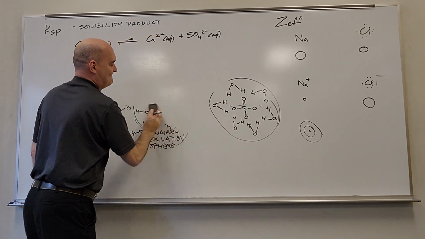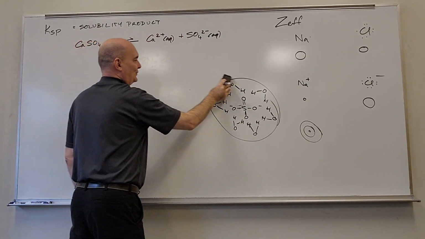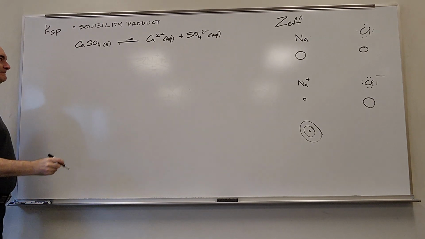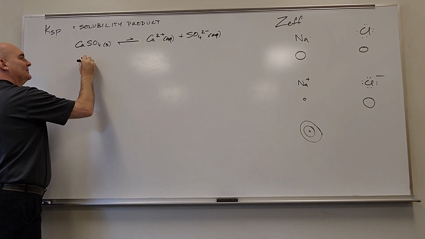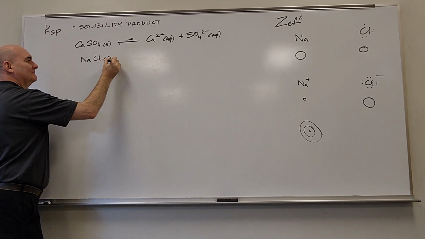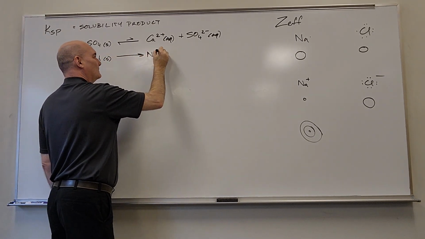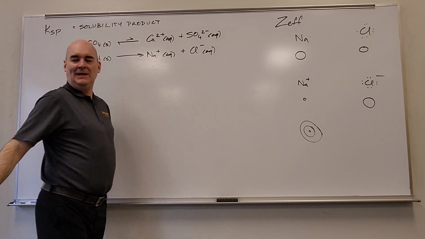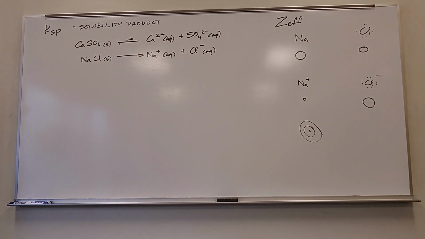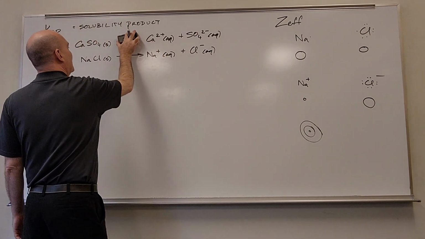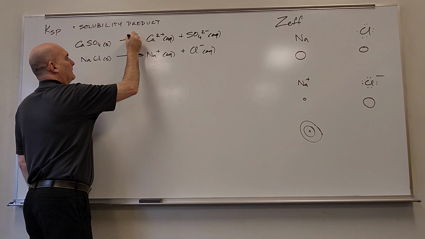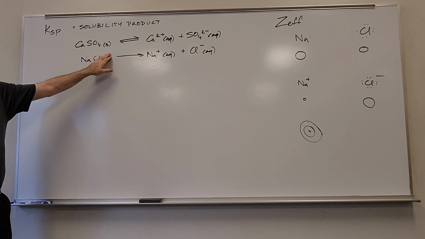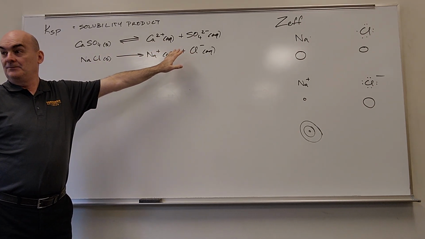So the sodium is an ion in solution, and the sulfate is an ion in solution, but the sulfate was a common ion. What happens if I had sodium chloride? Let me put my equilibrium back to where it was to start with. I have calcium sulfate. It is a partially soluble salt.